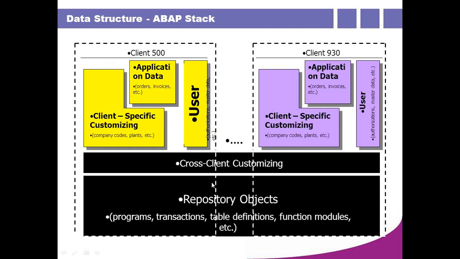So these three are client specific and these two are client independent. These three are client dependent, and the other two are also called cross client objects, client independent or cross client. If you want, you can take a screenshot of this. Please take this. Okay, all right, I'm moving to the next slide.